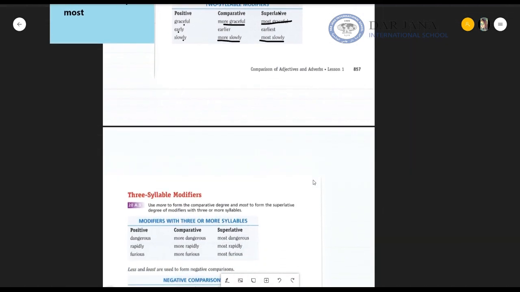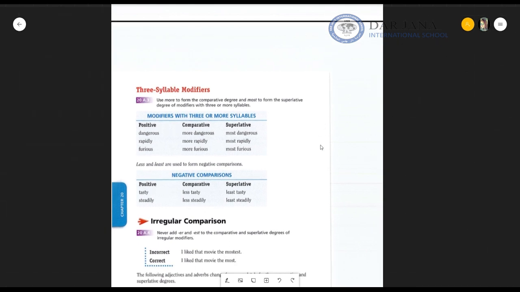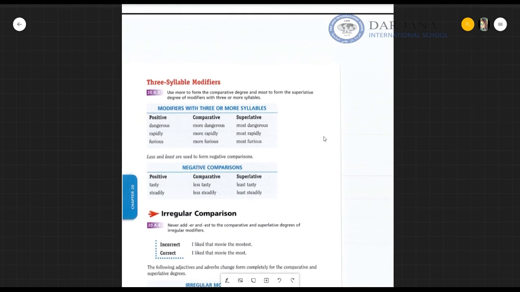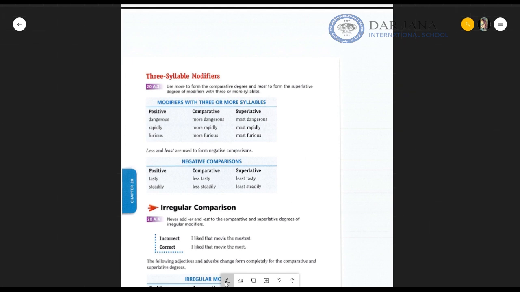So going to the third subtitle, for regular comparison, you have the three-syllable modifiers. Three-syllable modifiers only take more or most. Easy, straightforward. So dangerous, a three-syllable modifier. Comparative, more dangerous. Superlative, most dangerous. Rapidly, comparative, more rapidly. Most rapidly. Furious, three syllables, more furious, most furious.